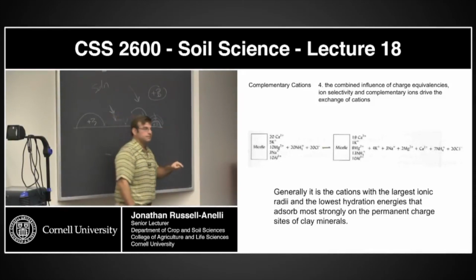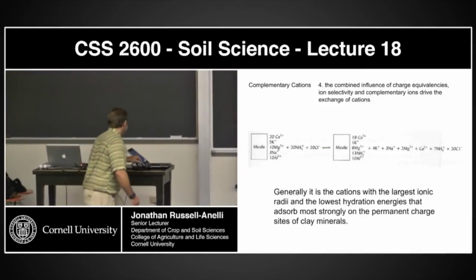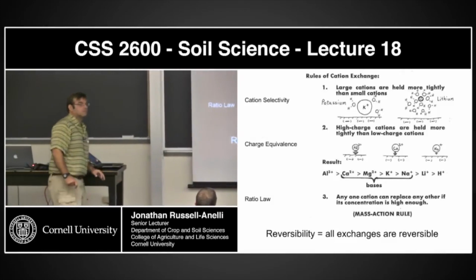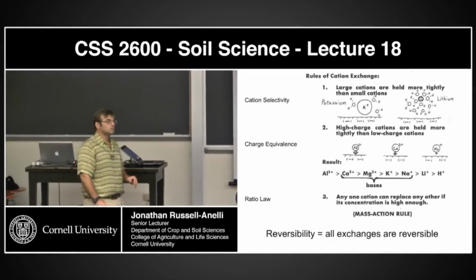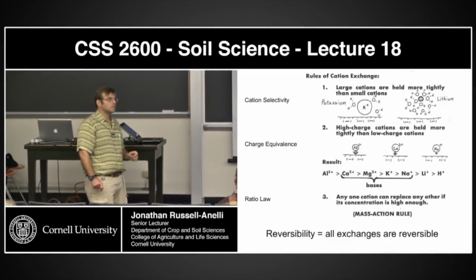I'm a little confused about the first one. If you have a really big cation and you have lots of negative shells, wouldn't that make it more weakly held because the positive charge is greater?